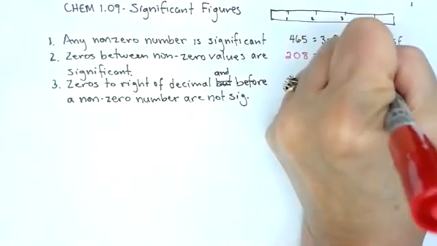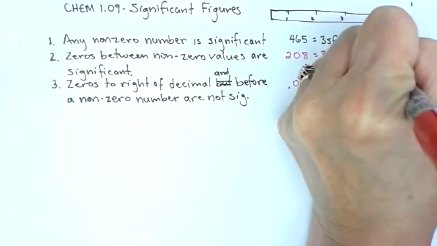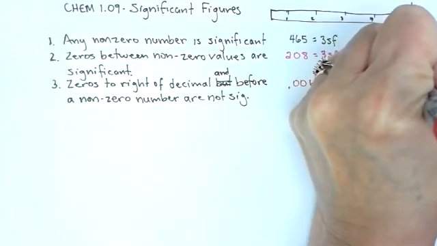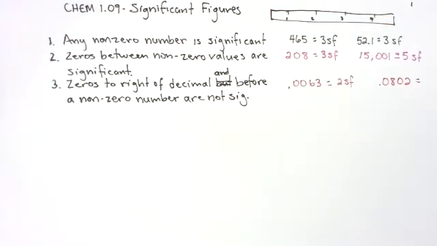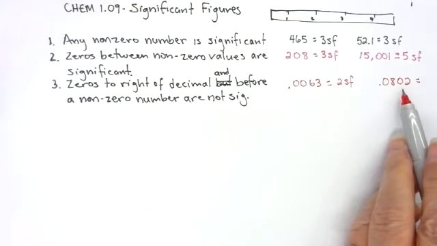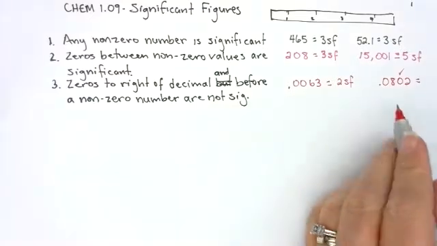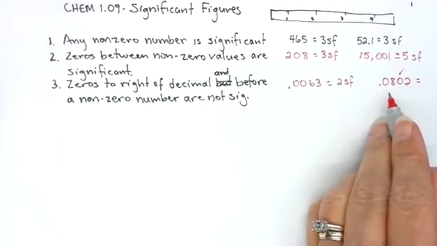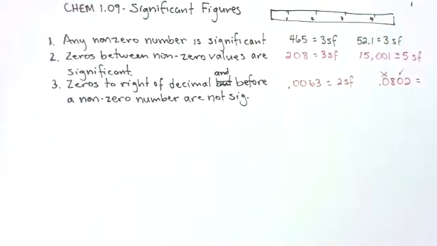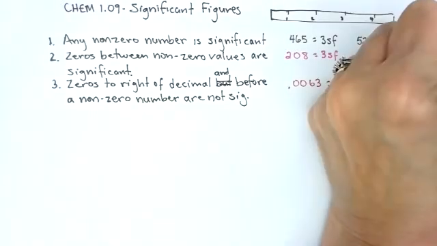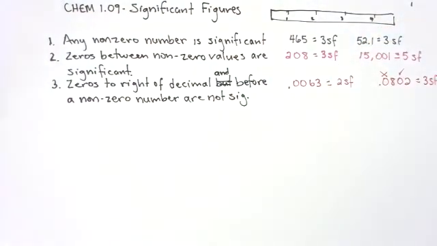What about 0.0802? This 0 is in between 2 non-zero numbers. So this 0 counts. But this one is to the right of the decimal, but before a number, so this one does not count. So this guy has 3 sig figs.